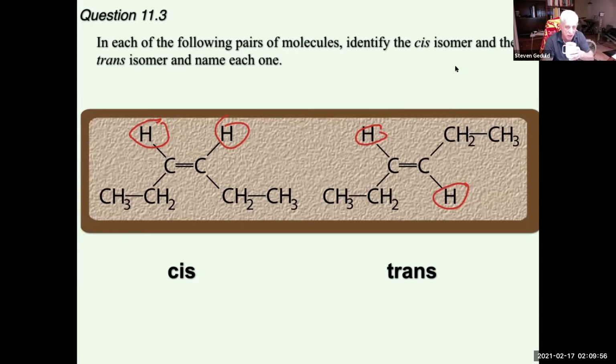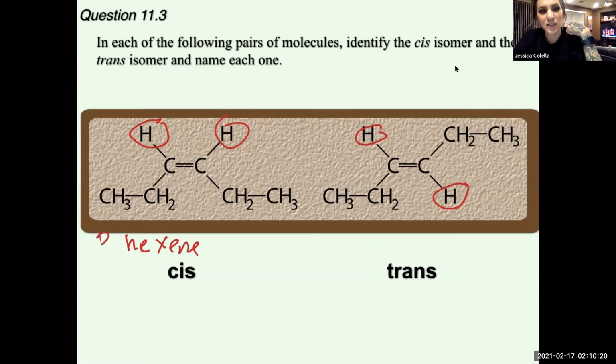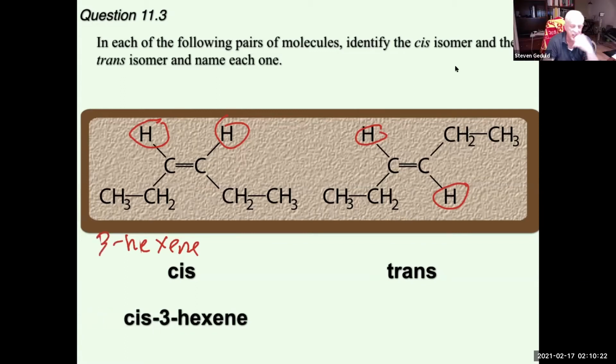What's the longest carbon chain? 6 carbons, right? So it's going to be hexene. This one's going to be a hexene because of the double bond. And what position is the double bond at? 1, 2, 3, 4, 5, or 6? 3. So you have cis 3-hexene and trans 3-hexene.